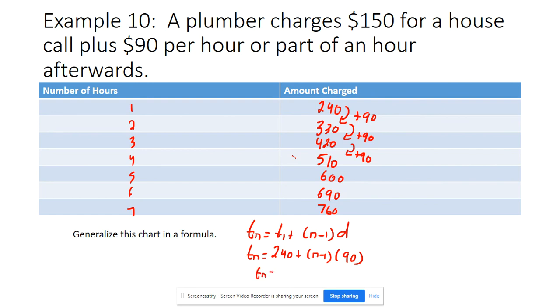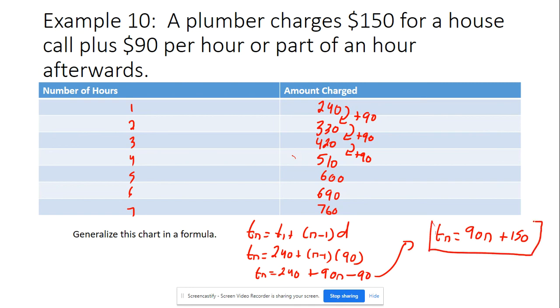That means Tn equals 240 plus 90n minus 90. 240 minus 90 is 150, so we have 90n plus 150, which, if you look at the question, is the original base fee, or the house call over here, and then $90 per hour afterwards. Okay, so this would be this question summarized in a formula over here.